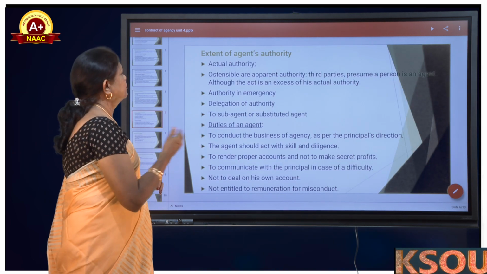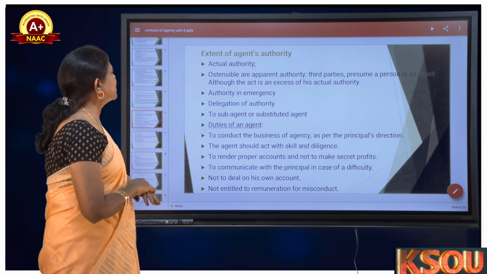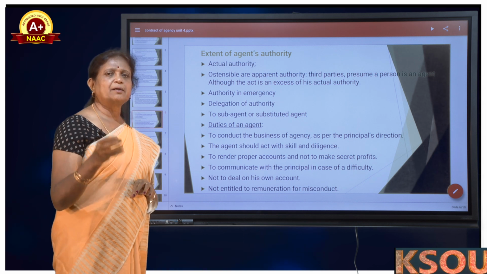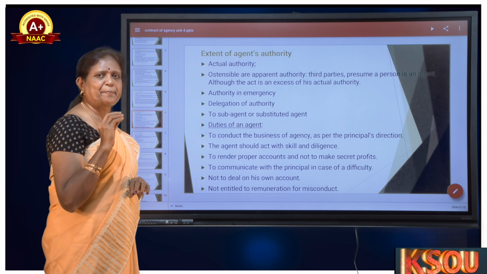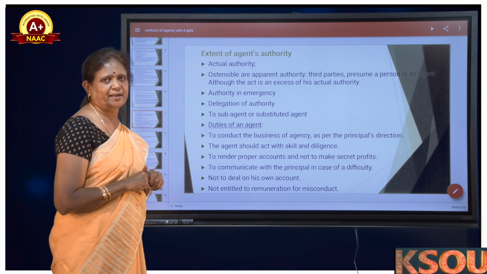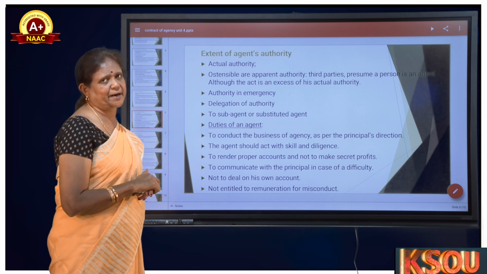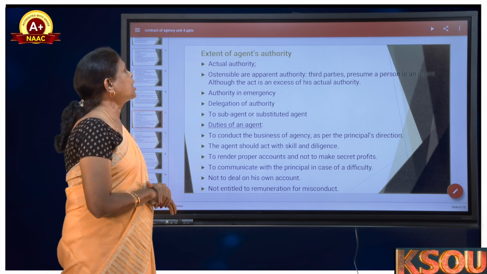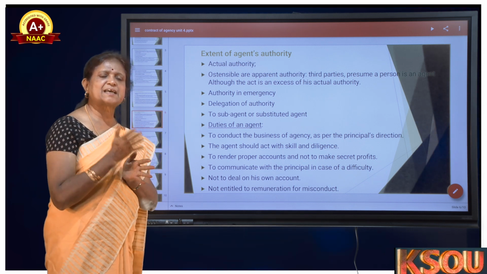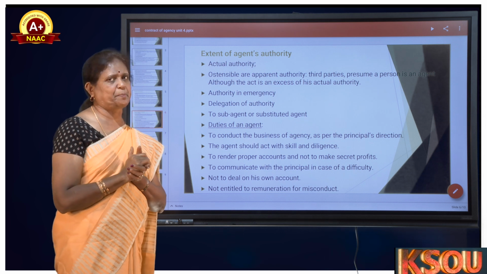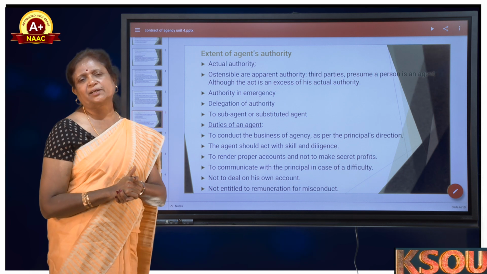Then how can an agency be extended? So, it's actual authority. Actual authority means if the principal, by express words or by conduct, appoints a person as an agent, it is an actual authority. Maybe by deed of agreement or by a power of attorney, an agent can be appointed. Ostensible or apparent authority means though the person is an agent of the principal, he acted in excess of this actual authority.